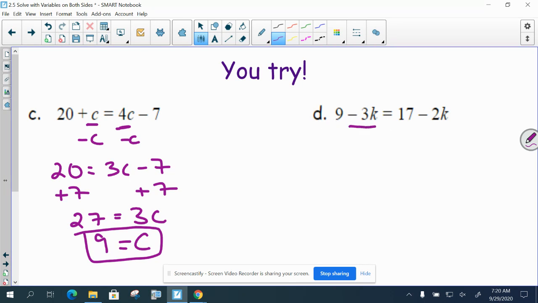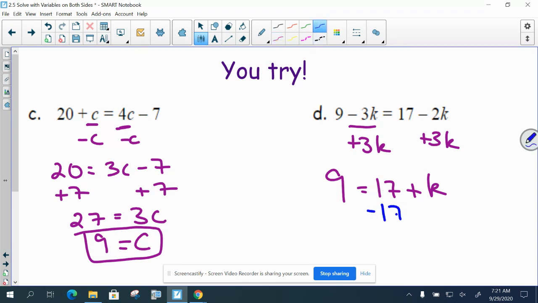So we have negative 3k and negative 2k. So negative 3k is smaller since it's further left on the number line. So we're going to add it. Plus 3k plus 3k. So 9 equals 17 negative 2 plus 3 is 1, so plus 1k, or just k. And then subtract the 17 over to the other side. 9 minus 17 is equal to negative 8. You can check it on your calculator if you're not sure.